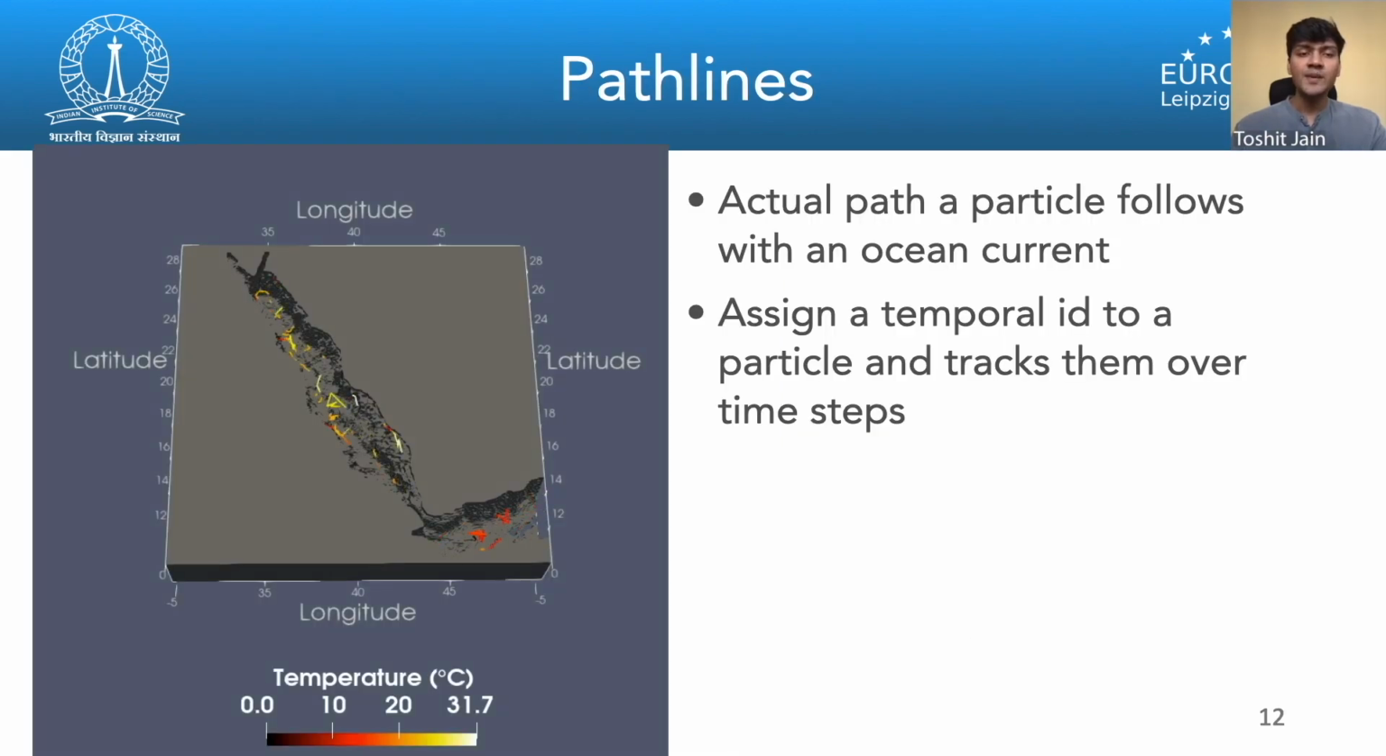A path line describes the path a massless virtual particle would take beginning from the seed position at a particular time step. Path lines are useful for understanding transport such as salinity advection and debris collection. After seeding through the seed placement tool, a temporal ID is assigned to the particles and this filter tracks them over time steps. We see the path lines in the Red Sea in this figure. The seed points are uniformly seeded. They are colored on the basis of temperature, and we can see how the path lines build on top of the path lines from the previous time step.